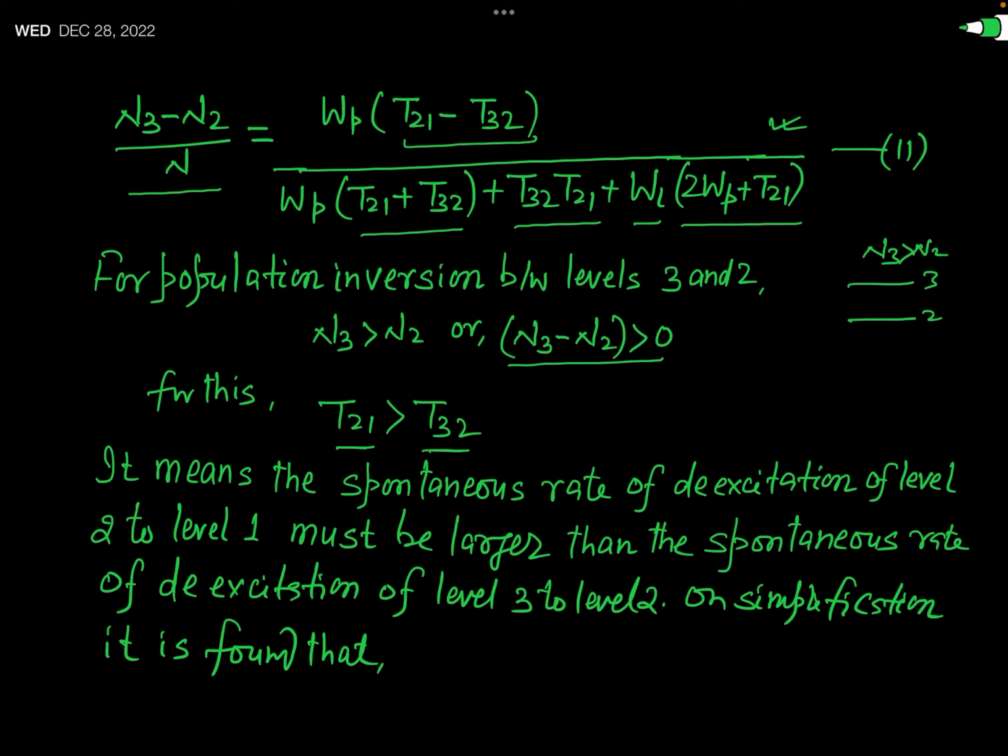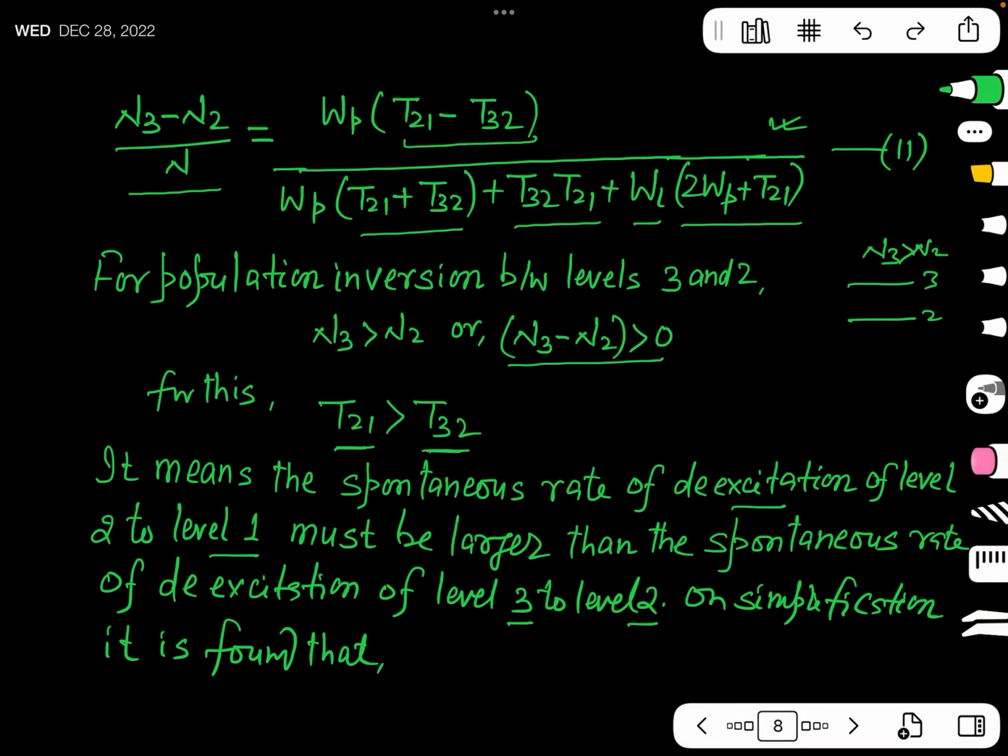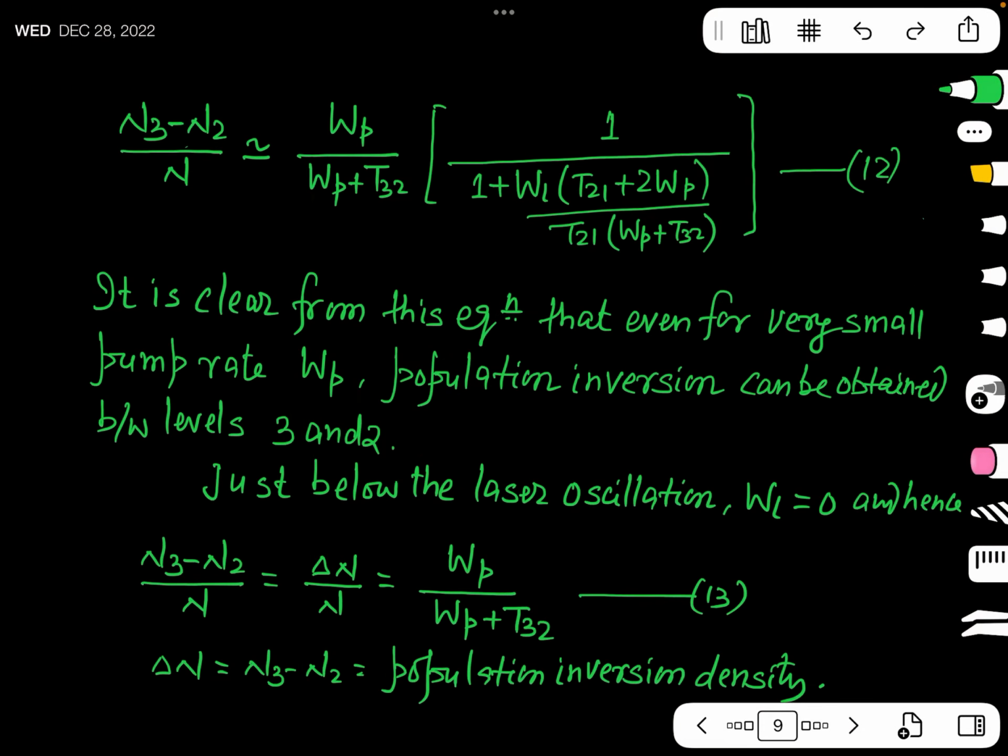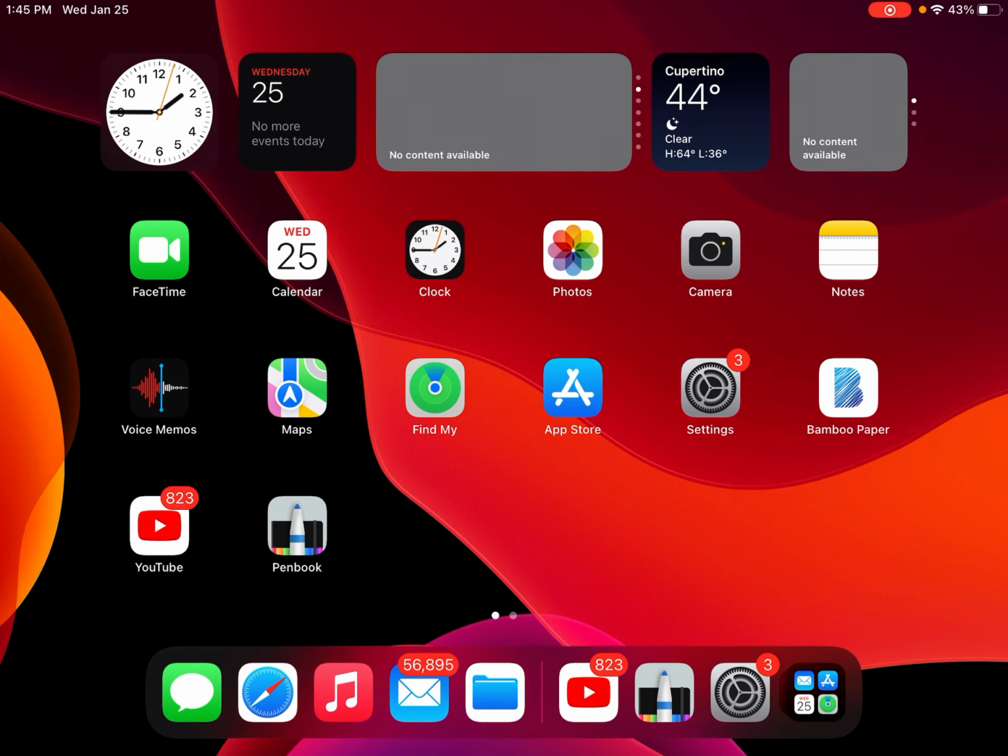Now, when you say that T21 is greater than T32, it means the spontaneous rate of de-excitation of level 2 to level 1 must be larger than the spontaneous rate of de-excitation of level 3 to level 2. So now this equation number 11, when simplified, gives approximately a very simple result. In fact, in an approximation, this will be written as N3 minus N2.